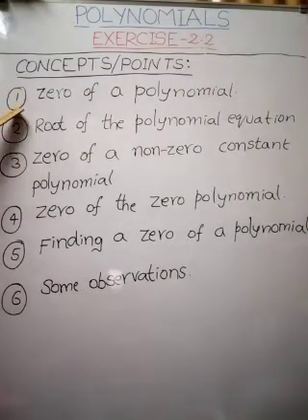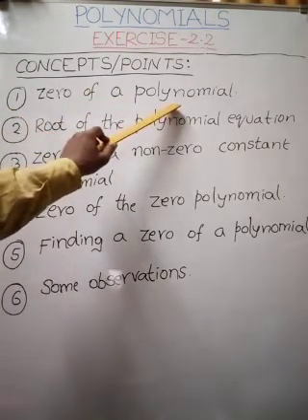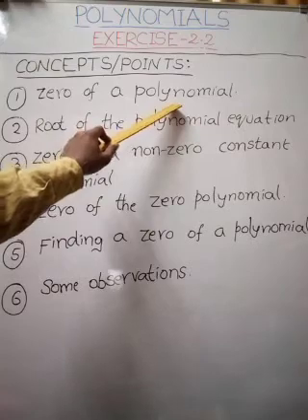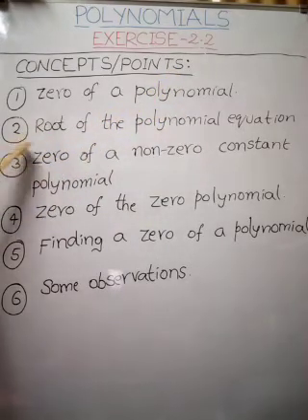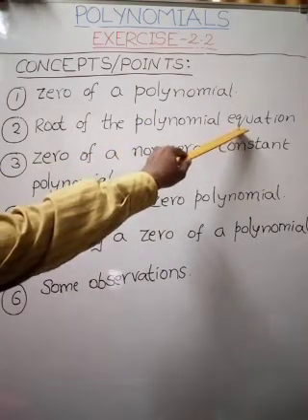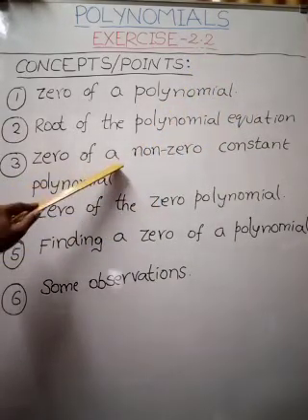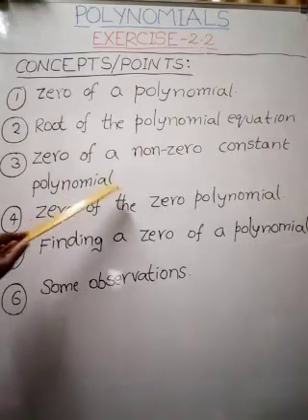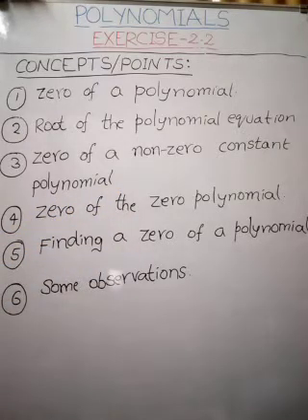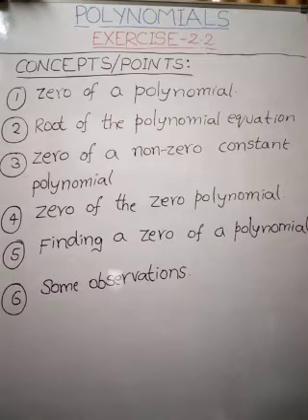Right. The first concept is zero of a polynomial. We discuss what is meant by zero of a polynomial. And the second one, root of the polynomial equation. What is meant by root of the polynomial equation? And the third point, zero of a non-zero constant polynomial. What is the zero of a non-zero constant polynomial? And the fourth point, zero of the zero polynomial. What is the zero of the zero polynomial?